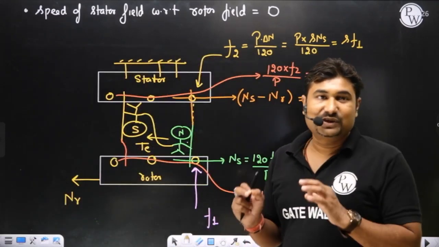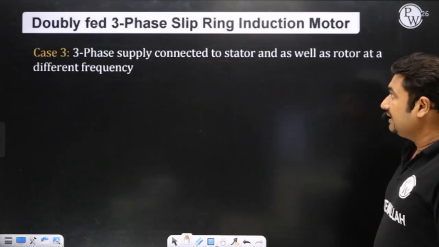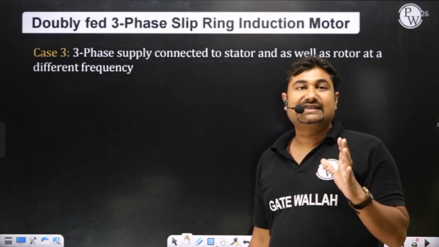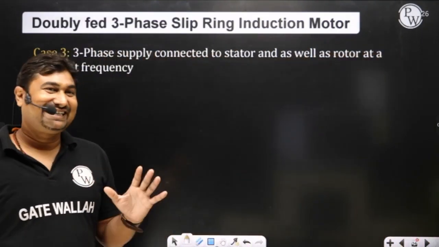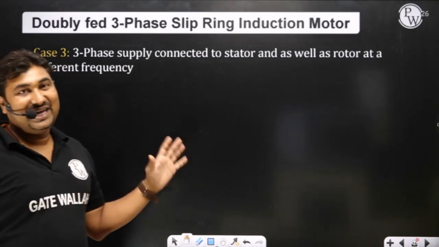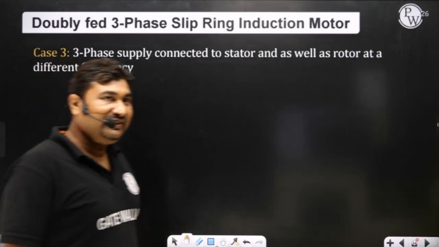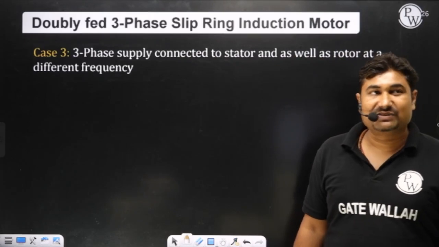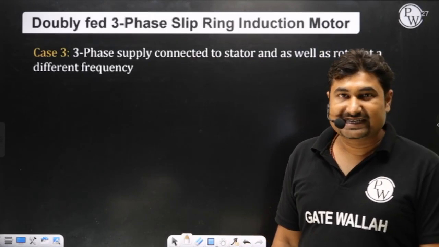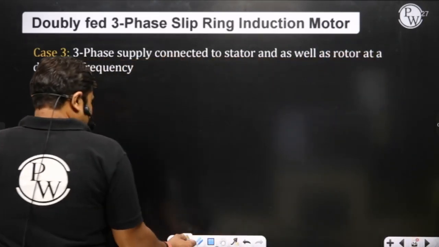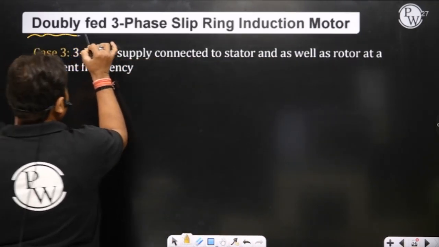Now the third case is going to elaborate everything 100%. Let's talk about the third case, when supply is given to both stator and rotor. Sir, such case is also possible? Yes. Now this case makes you able to 100% understand all the concepts. Please see, doubly fed 3-phase slip ring induction motor. This is your doubly fed 3-phase slip ring induction motor, case number 3.